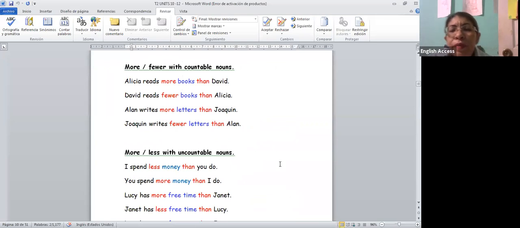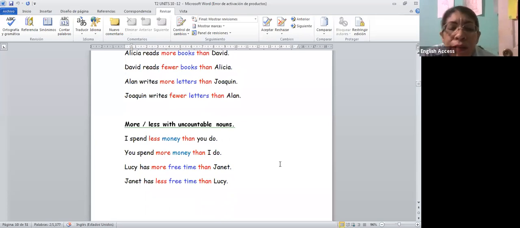Okay, here I have more examples, Luis. In these examples, we're using more and fewer, remember, with countable nouns. So we're using books and letters. They are countable. Example, Alicia reads more books than David. David reads fewer books than Alicia. Alan writes more letters than Joaquin. Joaquin writes fewer letters than Alan. So we have countable nouns, one more time, books and letters, okay? We said that with uncountable nouns, we're going to use more or less. In this case, we're using money and free time, okay? They are uncountable. We're talking about money, we're talking about time. That is uncountable. Can you read the examples, please, Luis?